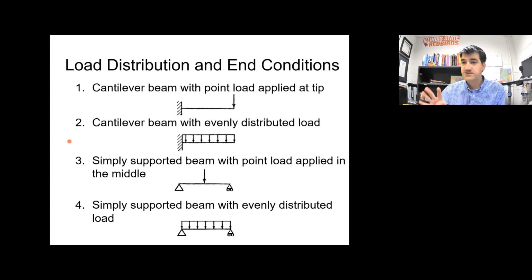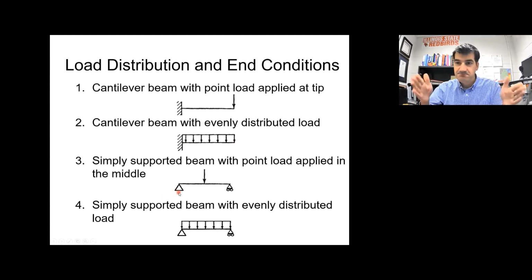So what are the 4 different situations? Well, we could have a cantilever beam with a point load applied at the tip. That's scenario number 1. We could have a cantilever beam with an evenly, uniformly distributed load. That's situation number 2. We could have a simply supported beam.